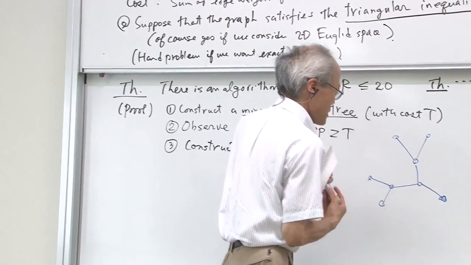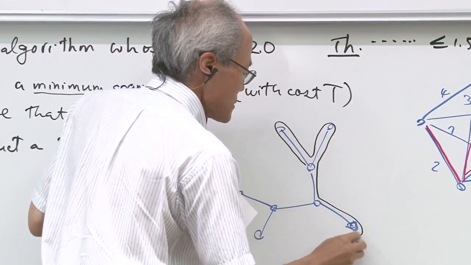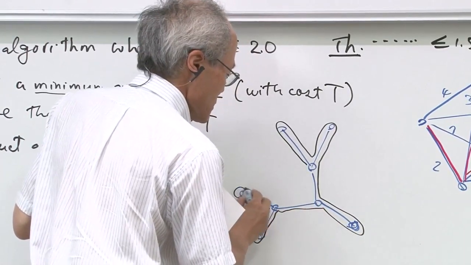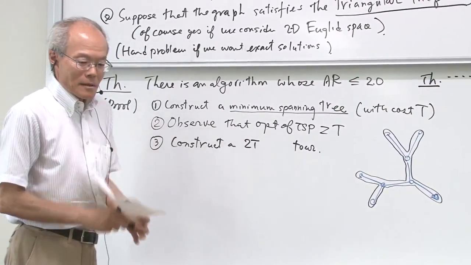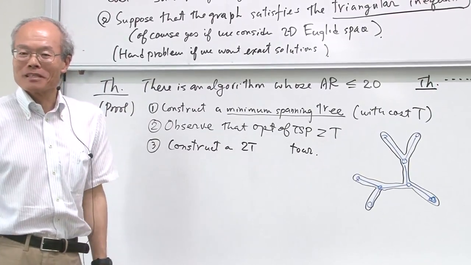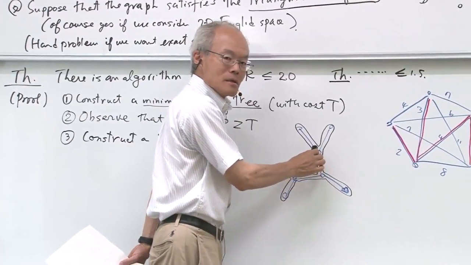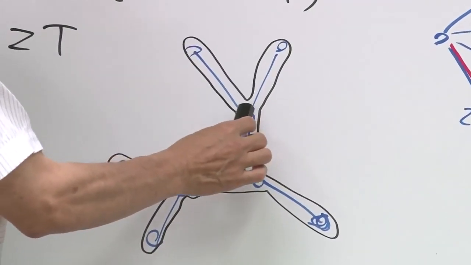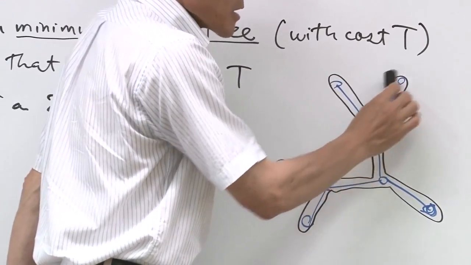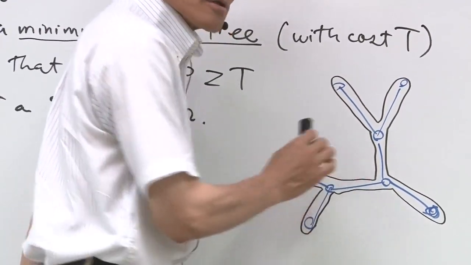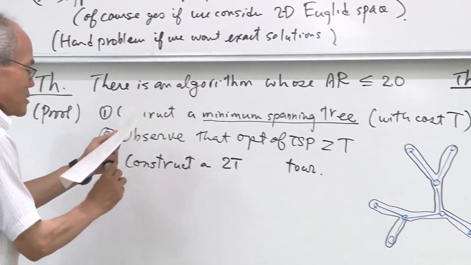Okay, this is a tour. This is not a TSP tour because it violates the rule of a TSP tour. It visits the same vertex more than once. Okay, just come back. This is not good. But from this tour, you can very easily construct one.